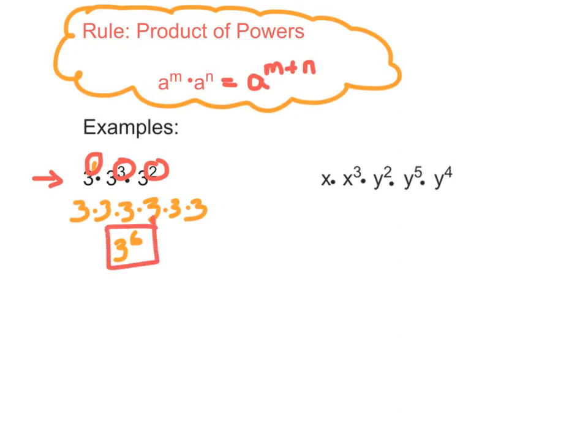Okay, so using the rule on this next one, we know that x to the first power is right there. So we have two different bases. Hopefully you can name them right now. One is x and the other one is y. Those are the bases.